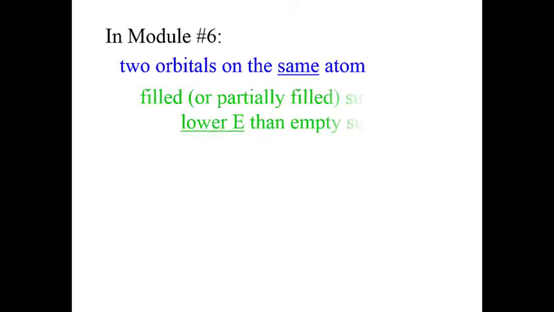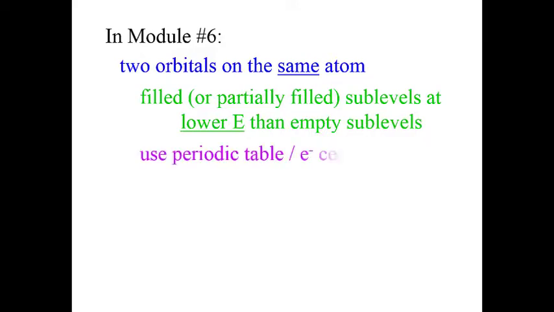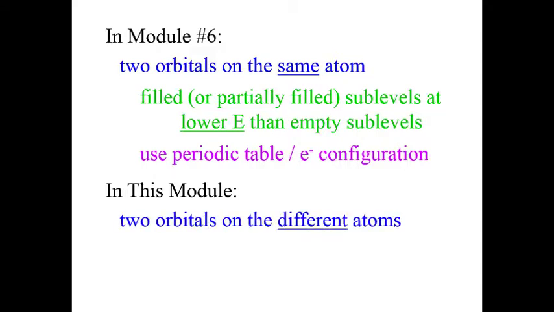In the previous module, we talked about comparing 2 orbitals on the same atom. We used the rule of thumb that filled or partially filled sublevels are lower in energy than empty sublevels. That's why the electrons go there first. We could use the periodic table and the electron configuration to determine this. In this module, we are comparing orbitals on different atoms. More specifically, we looked at the same orbital on different atoms, and we looked at valence orbitals on different atoms.